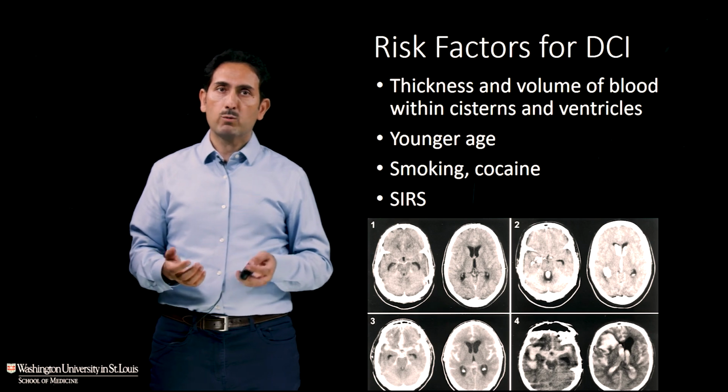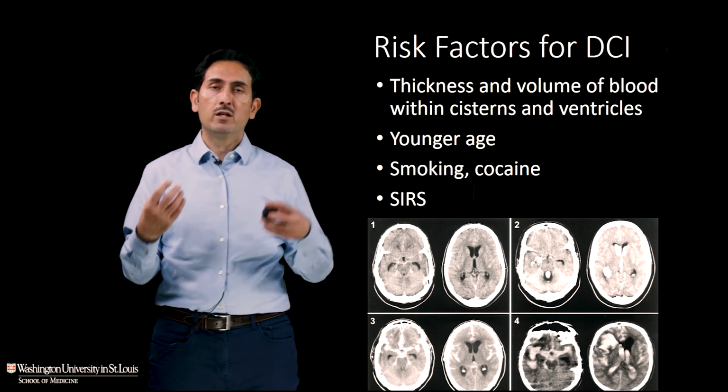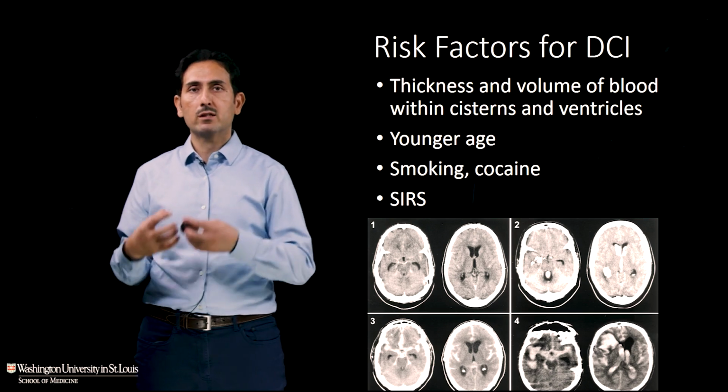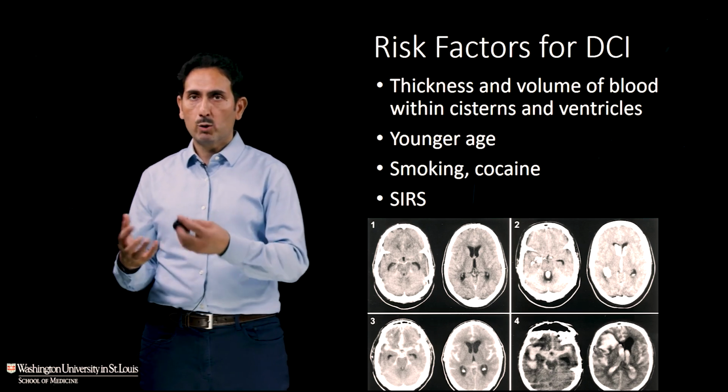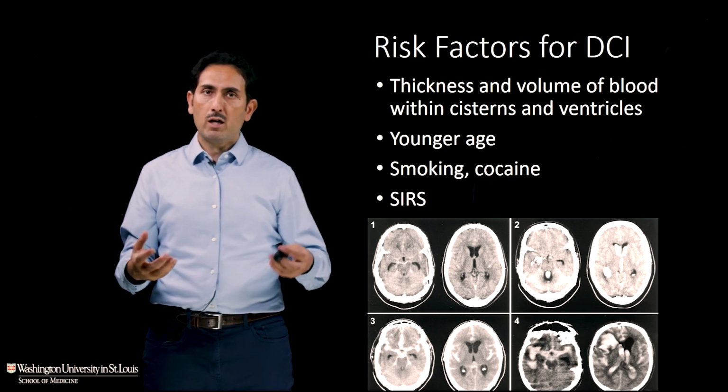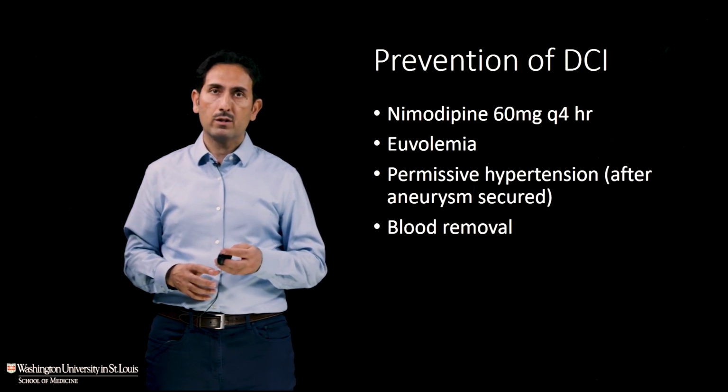What are the risk factors for this? Well, more blood. So if you have thicker blood, more blood within the brain after the bleed. Also, younger people at higher risk. Other vascular risk factors like smoking or cocaine use, and more inflammation or SIRS. If there's more going on, it triggers more of this blood vessel changes.